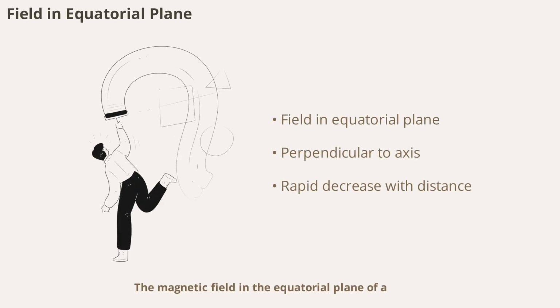The magnetic field in the equatorial plane of a dipole is given by B equals mu naught over 4 pi times m over r cubed, where m is the dipole moment and r is the distance from the center. This field is perpendicular to the axis and also decreases rapidly with distance. This concept is important for understanding the spatial distribution of magnetic fields around dipoles.